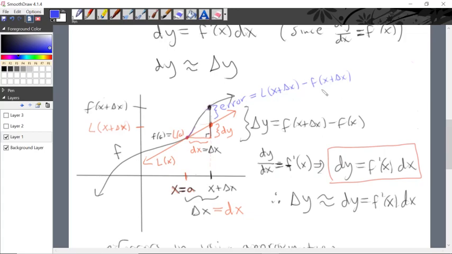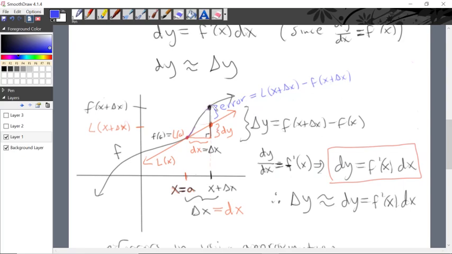Okay, this also requires that we actually know the y value off of the function itself, f of x plus delta x. So what we're also going to want to do is find a way to approximate how large of an error we might expect for our linear approximation, if we don't know what this y value is, and that's coming up in a moment.